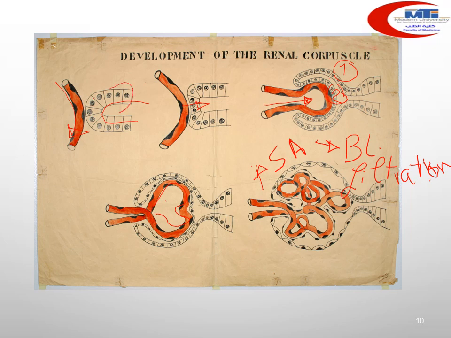All of the things that are filtered would go into this space, and then they would pass into the proximal convoluted tubule to be concentrated, reabsorbed, and some tubular secretion would happen.